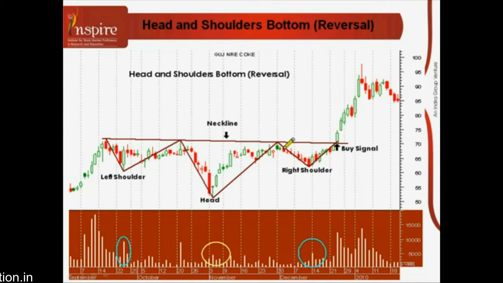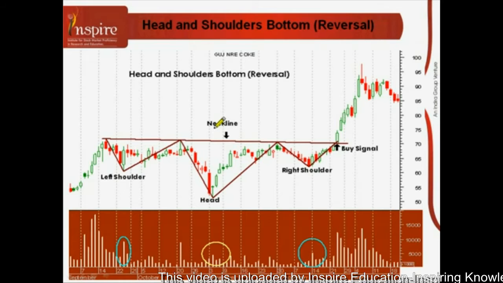Coming on to the completion of the pattern, the pattern is complete when the resistance marked by the trend line is broken. When these resistance points on the neckline are broken at this level above the neckline, then a buy signal is generated, right?